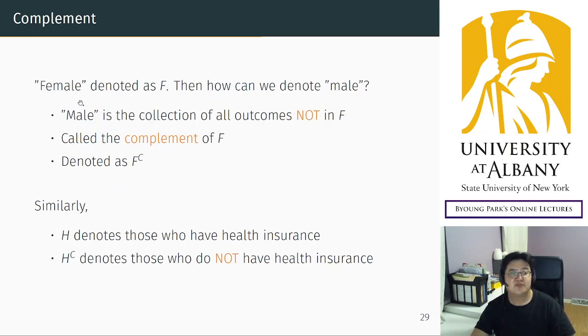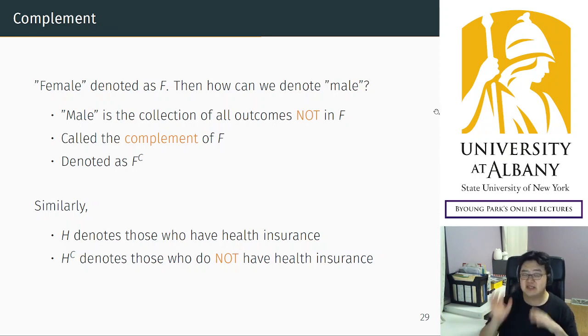think about this. Female was denoted as F. Then how can we denote male? So now you are interested in the probability of male. Then you may use this notation. By definition, the event male is the set of all people who are not female, right? So in set theory, we call such a set the complement of F.